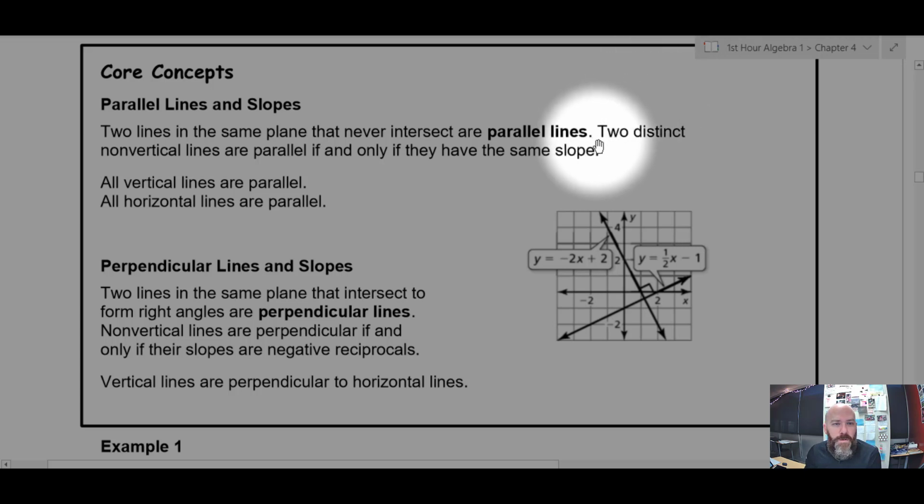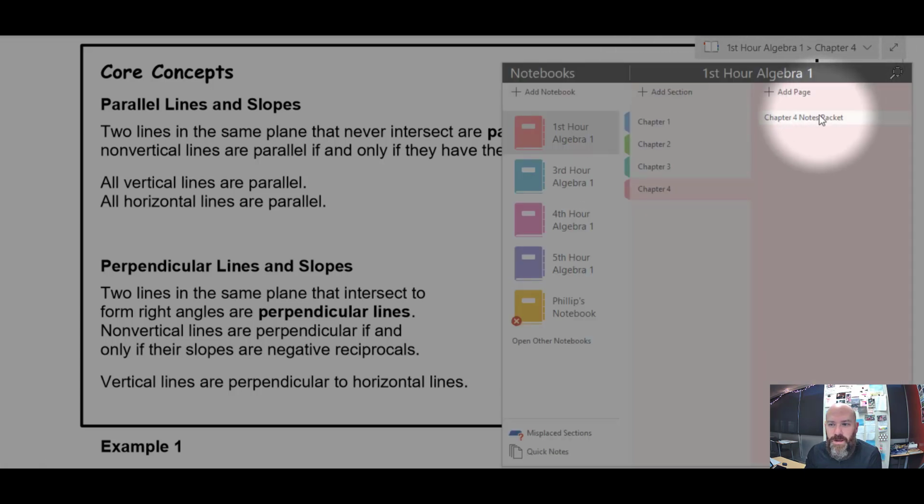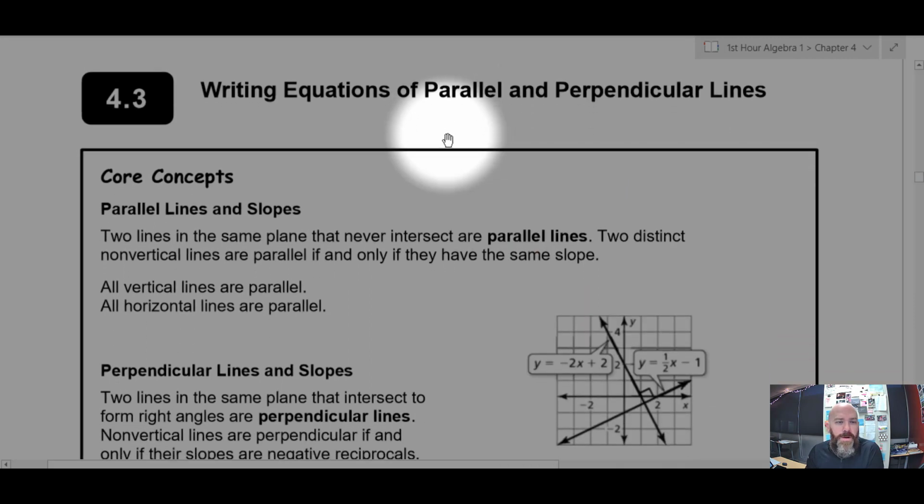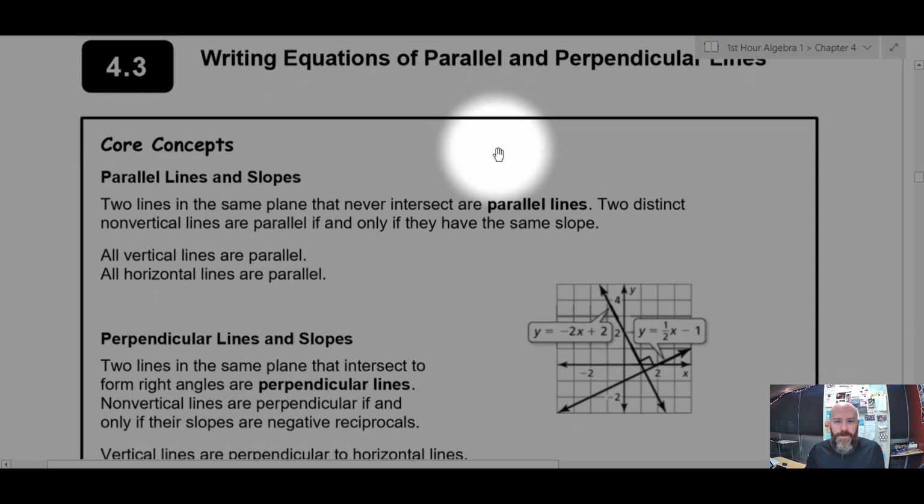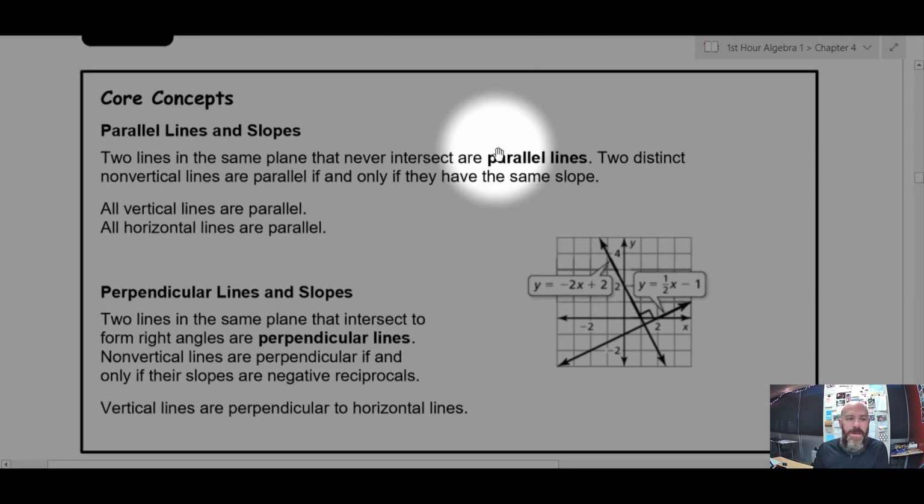Hello folks, so we are going to do 4.3, which is the writing equations of parallel and perpendicular lines. So here are the main concepts today.